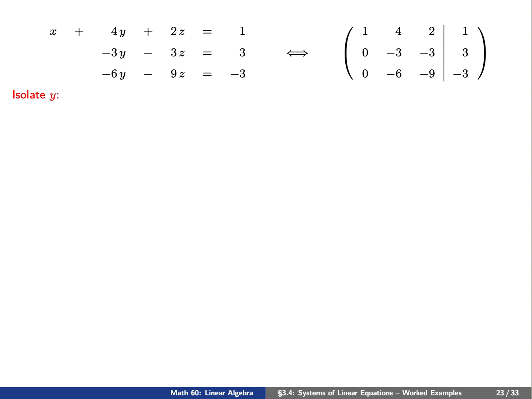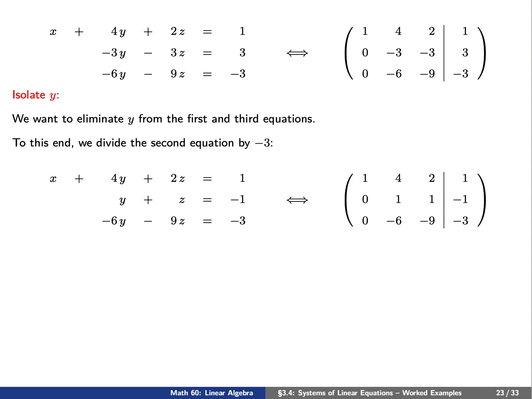At the top of the screen here, we've written the equations we've had from the previous screen. Now we'd like to move on and isolate y. Of course, what we'll do is we'll eliminate y from the first and third equations, and we'll just leave it in the second equation. To this end, let's divide the second equation by -3. This, of course, is to get rid of the funny coefficients, but intuitively, now we have a pivot in the second row, second column.